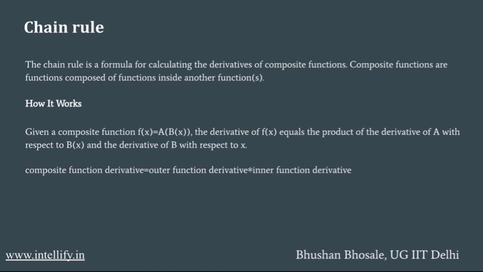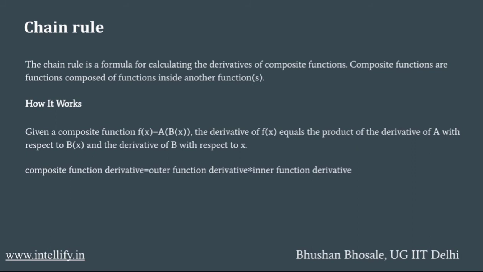So how it works, given a composite function f of x is equal to a of b of x, like sine of 3x is not very clear, we would take some other example. For example, sine of cos x is actually a composite function. You would clearly understand: the derivative of f of x equals the product of the derivative of a with respect to b of x and the derivative of b with respect to x. Composite function derivative is equal to outer function derivative into inner function derivative.